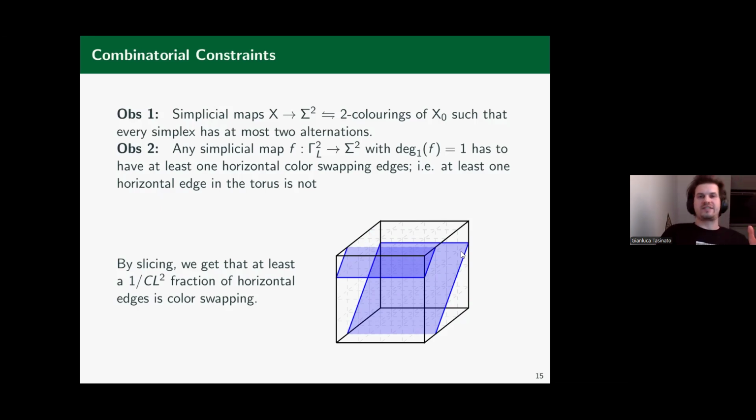This does not work exactly as I stated, because the slices that we take are not actually this nice. But what we pay is a constant fraction. Basically, we cannot show that exactly 1 over L squared of the edges are color swapping, but just 1 over CL squared, for some constant C, fraction of the horizontal edges are color swapping. Okay.